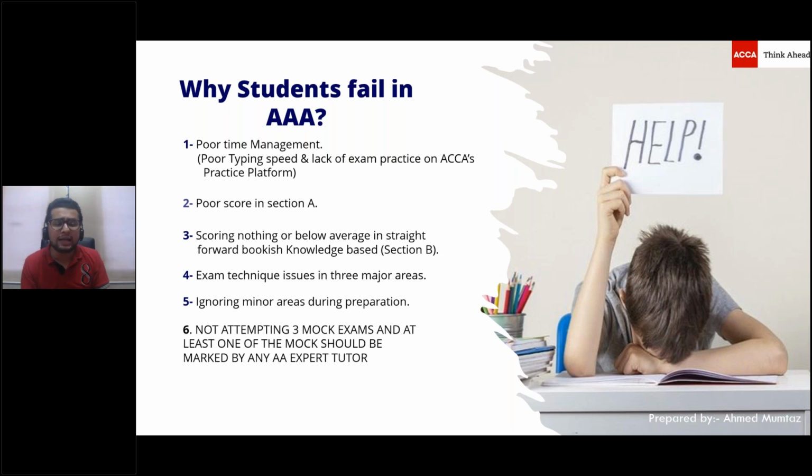Do not ignore minor areas during your exam preparation. Well, I will certainly not ignore the minor areas. That is why I've allocated the full fourth day to all the minor areas. And yes, we will be solving questions relevant to the minor areas as well. Last but surely not the least, you should attempt 3 mock exams on the ACCA practice platform, and at least 1 mock exam should be marked by an expert AA tutor. So make sure you attempt the mock exam pretty soon.